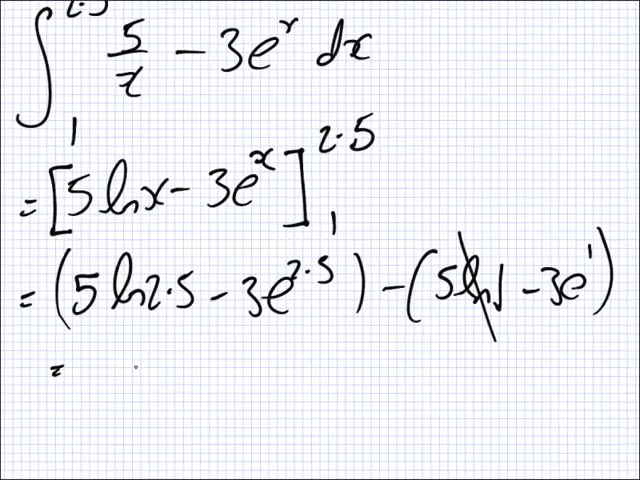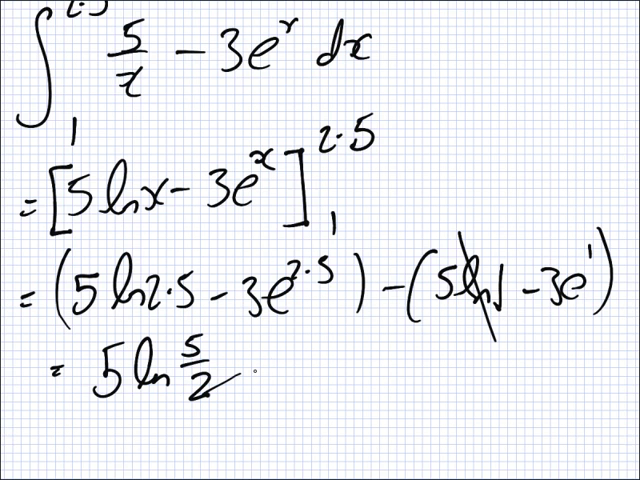Now, I could type this in on the calculator, guys, and be finished right now. But just to do something a little bit different, they could have said give the exact answer, or they could have said give your answer in the form of log a natural number. And the problem is this is a decimal. So in a situation like that, I would change this into 5 log 5 over 2 minus 3e^(5/2) plus 3e.